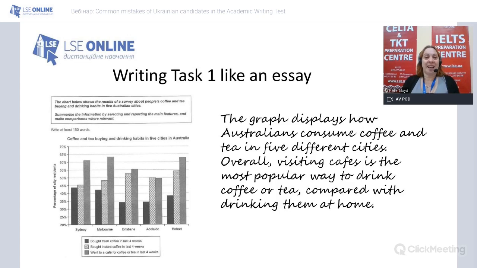This is a better introduction for a task 1. The graph displays how Australians consume coffee and tea in 5 different cities. Overall, visiting cafes is the most popular way to drink coffee or tea, compared with drinking them at home. And there are 2 parts to this introduction. Let's look at each part.